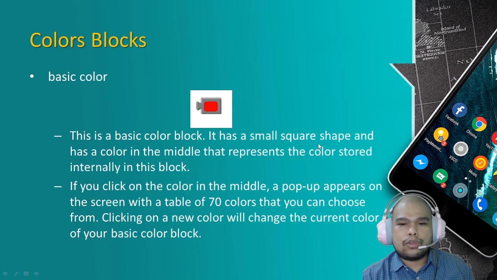It has a small square shape and has a color in the middle that represents the color stored internally within this block. If you click the color in the middle, a pop-up appears on the screen with a table of 70 colors that you can choose.